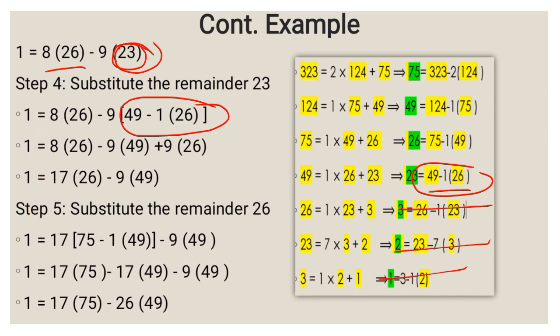Okay, 8 times 26 stays there. Minus 9 there and the bracket with our value for 23. Minus 9 goes into the bracket. You have that. You have this. Minus times minus is plus. 9 times 1 is 9. And the 26 obediently follows.